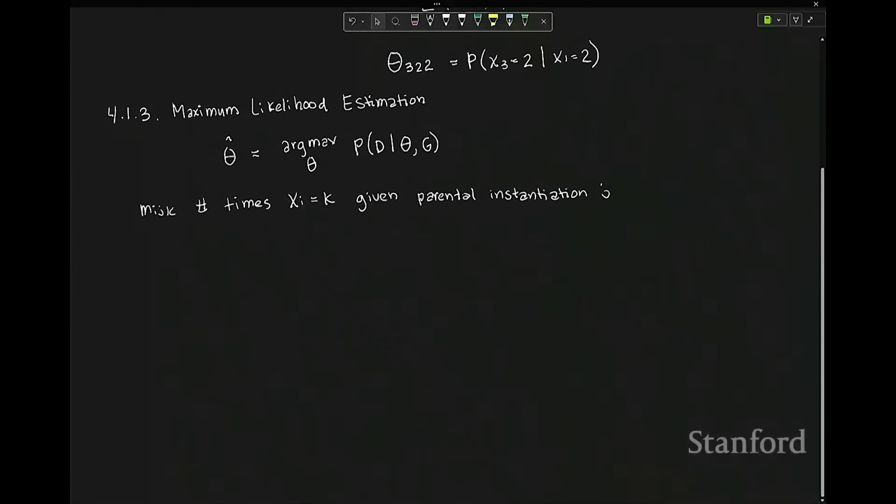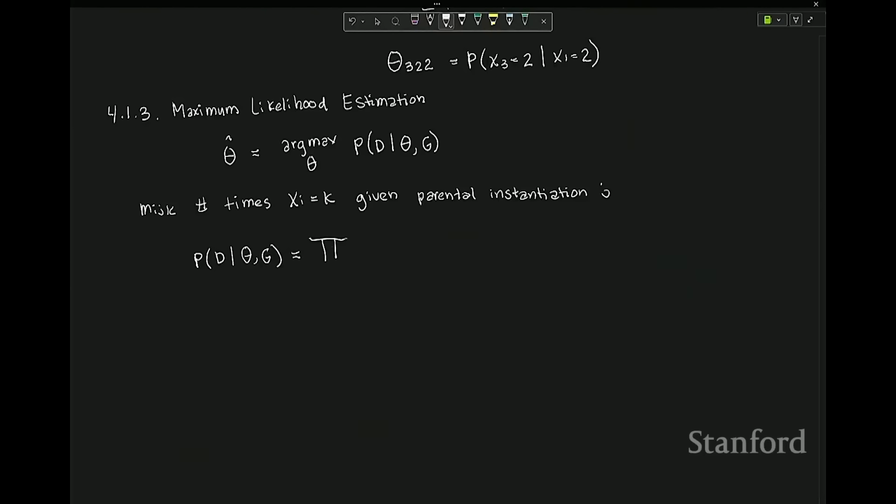So we can write out the probability of our entire data set given parameters theta and a structure G with this product. It's going to be the product from i equals 1 to n, from j equals 1 to qi, the number of parental instantiations for node i, and then from k equals 1 to ri, the number of node instantiations, of theta ijk to the power mijk.